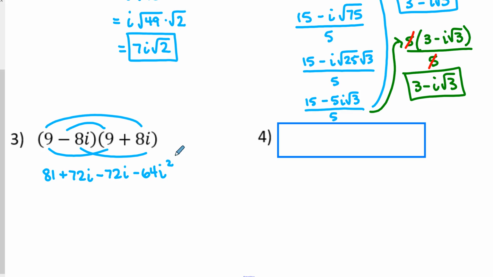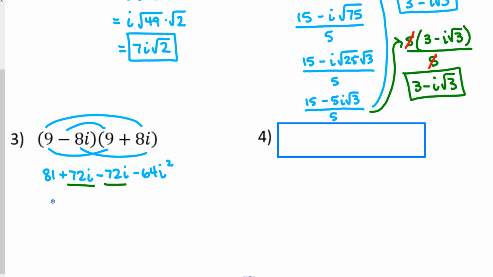Okay, let's simplify this. So notice that we have plus 72i and minus 72i, so those add to 0. And this is going to happen every time you multiply complex conjugates. The inside and outside is going to just cancel because they add to 0. So in the future, you don't even need to write that part out. You know it's going to happen, so just do the F and L and eliminate the O and I.